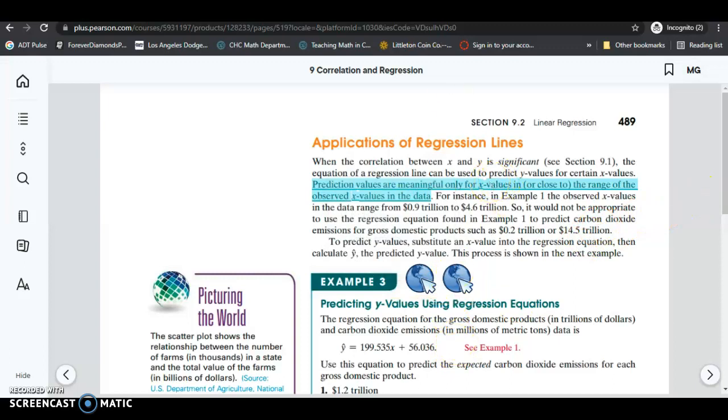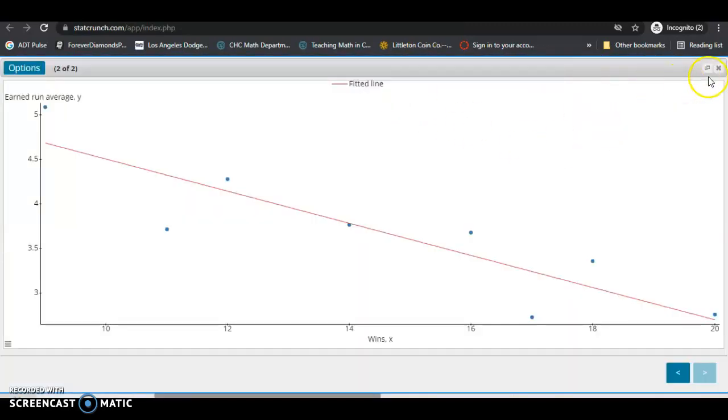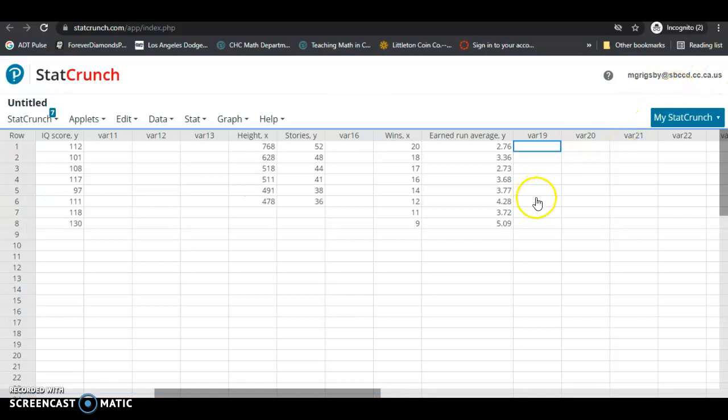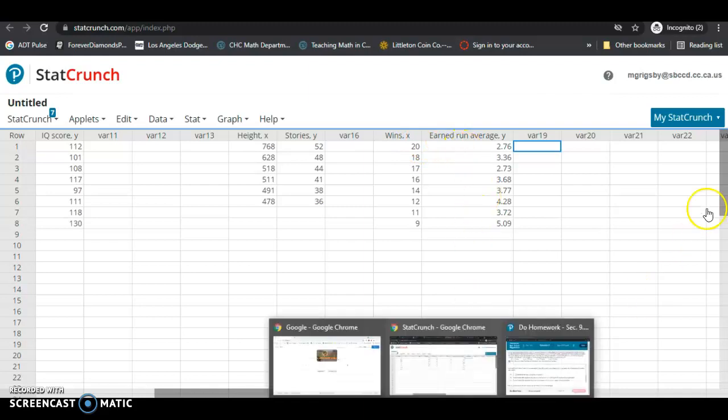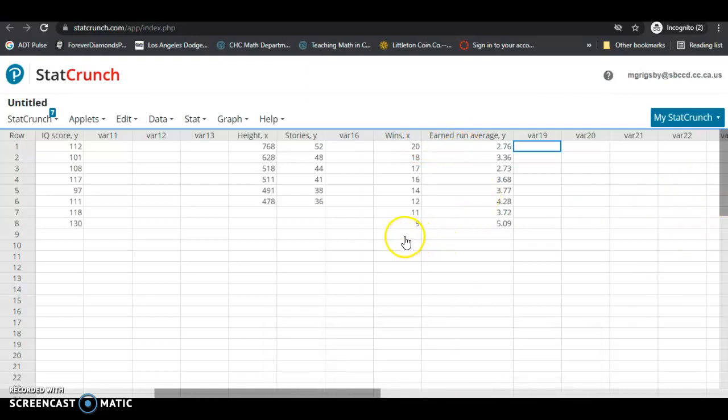So if we go back and look at our data, when you determine the range of the x values, you look at the smallest x value and the largest x value. It appears that the smallest x value is 9 and the largest x value is 20. So when we use the regression equation to make predictions, any x values that we plug into our regression equation should be between 9 and 20.